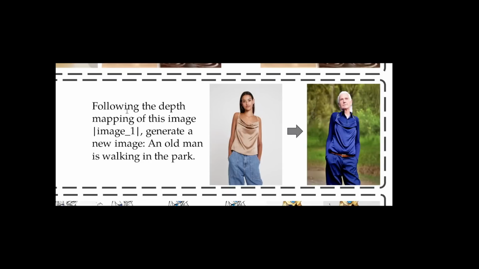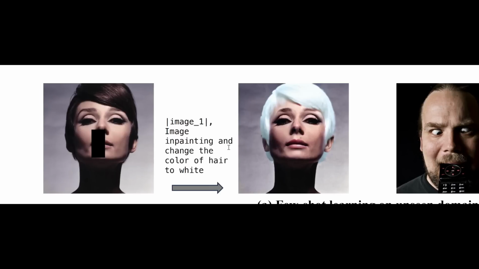Here's another example. Following the depth map of this image generates a new image. An old man is walking in the park. So indeed, it has generated an old man, but this is aligned with the depth of this original image. And here's another even crazier example showing why it's super powerful. You can do multiple tasks at the same time.